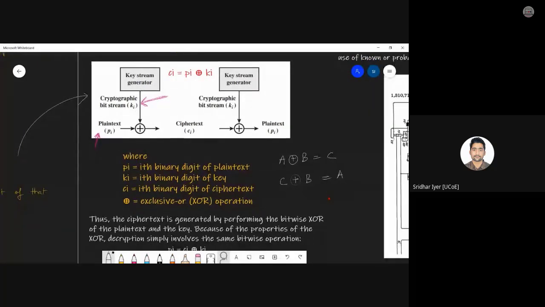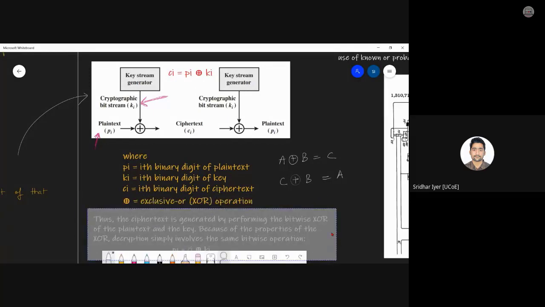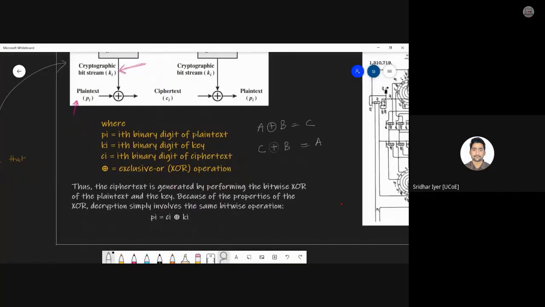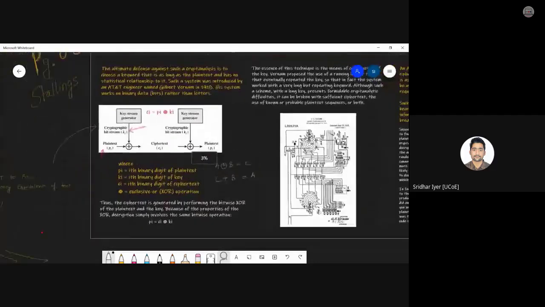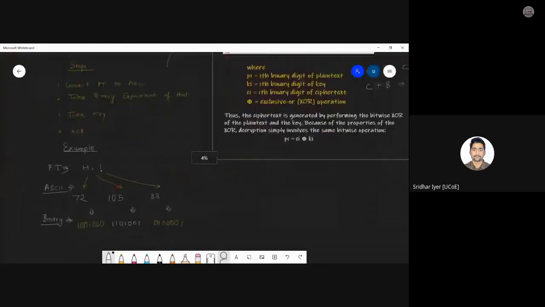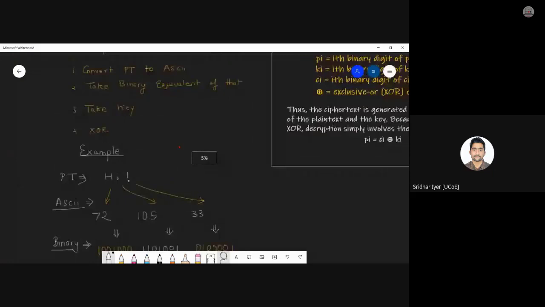Because if we have got the result, we can combine it or XOR it with the key, and we will get back the plain text. It is very simple in design. So let's have a look at the components. Pi is nothing but the ith binary digit of plain text, Ki is the ith binary digit of key, and Ci is the ith binary digit of ciphertext. I had already shown you how to get the binary equivalent. I will again give a small brief of that.